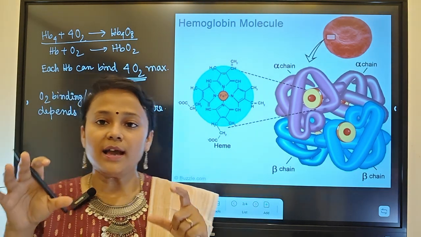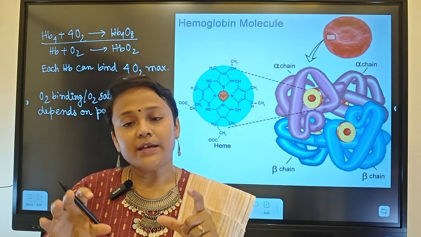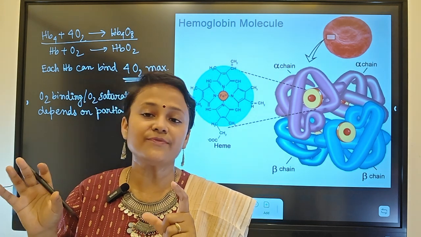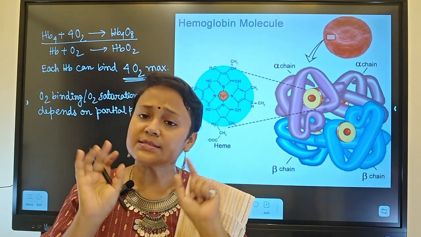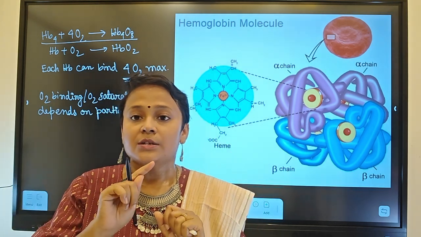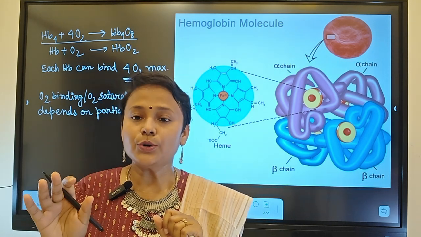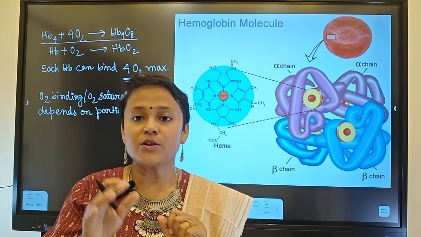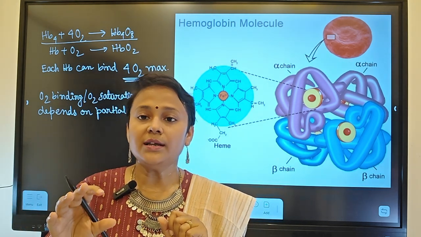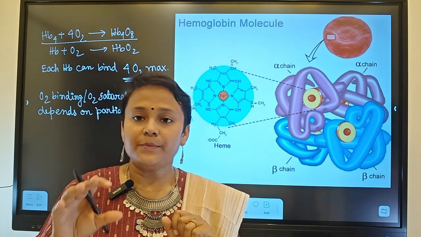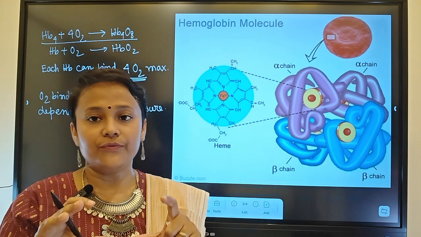We know that in alveoli, the partial pressure of oxygen is 95. In deoxygenated blood, it is 40. If you check in NCERT, the table is given, and this table is very important also. So the oxygen will be transported by hemoglobin from high partial pressure to low partial pressure. So this binding, I mean the saturation, also depends on the partial pressure of the gas.